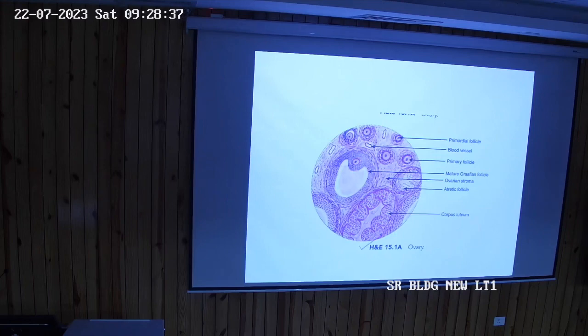Another important thing: when we see the corpus luteum after its folding and thickening of its fibers, it also shows pigmented cells. The pigmented cells appear in the corpus luteum, and these pigmented cells are called lutein cells. So lutein cells are seen in the granulosa part, and lutein cells are also seen in the thicker peripheral part.